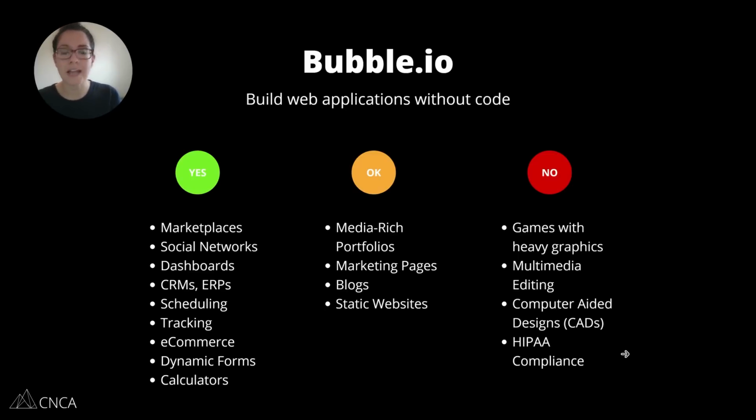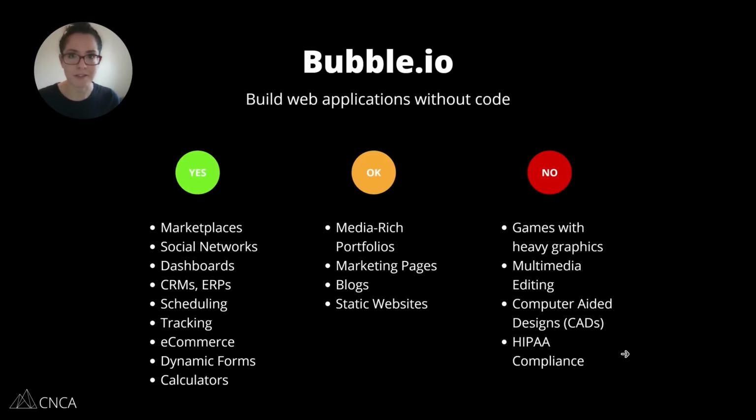So let's start with the types of applications that are really great for this platform. Anything that's really data-driven and has users interacting with each other where they need to create an account and log in and maybe provide some data, update statuses, be able to search through data in some way. That's a very, very common type of functionality for Bubble apps.